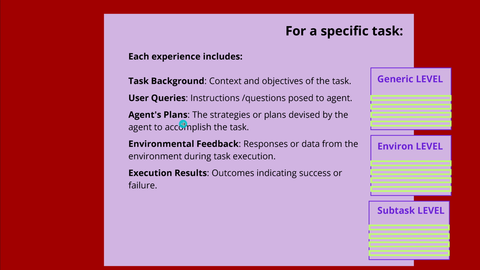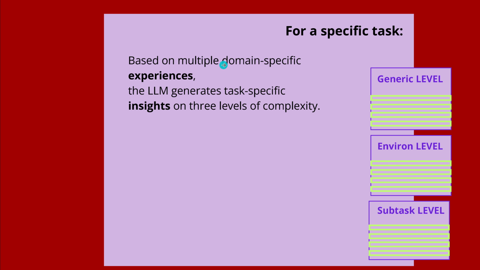Then we have the agent plan. This is not a strategy. This is the sequence of actions, the plan that my little robot thinks he has to do to accomplish the given task. Then we have an environmental feedback, the responses from the environment during the task execution. And we have a result, either success or failure. So now we have everything. Now we know what is the experience. This is, if you want, our starting condition of the system. And now we say, okay, based on multiple domain-specific experiences, the LLM is tasked to generate task-specific insights on our three levels of complexity: the generic level, the environmental level, and the subtask level.